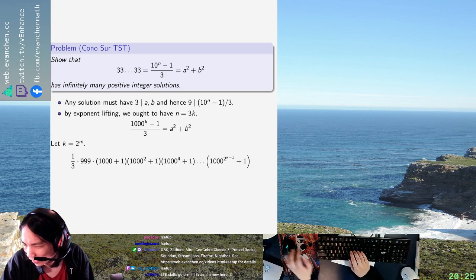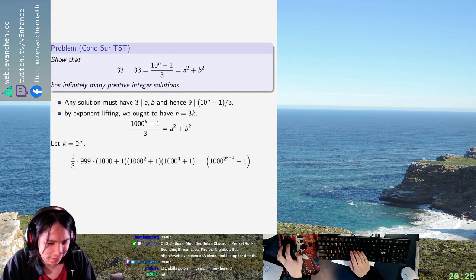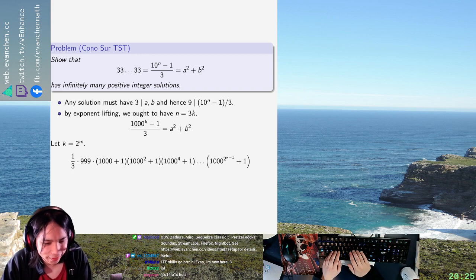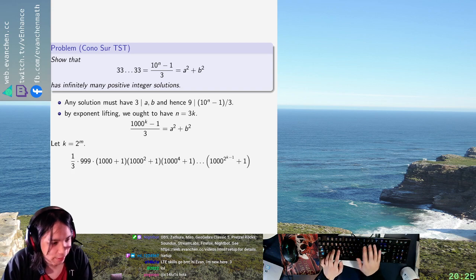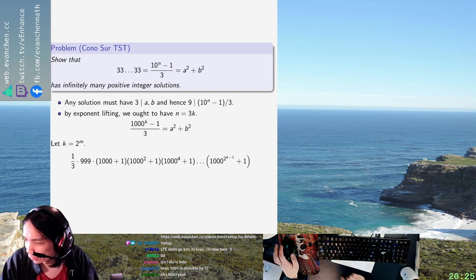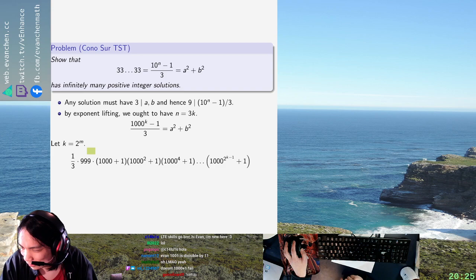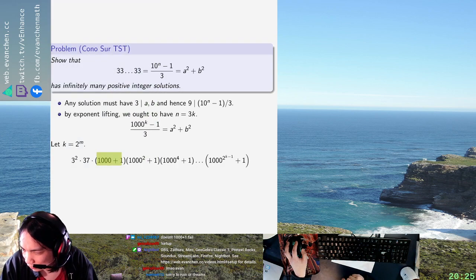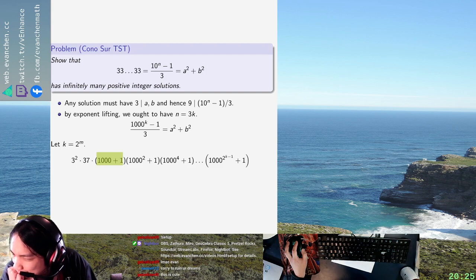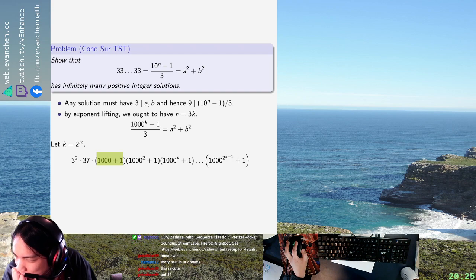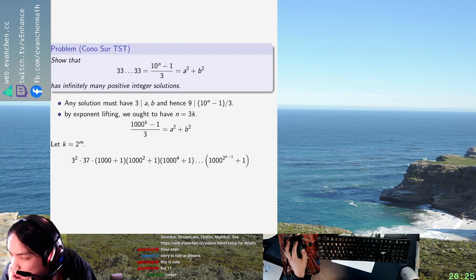So, I think this just works now, because 1/3 times 999 is 333, which is 3 squared times 37, right? So all these numbers are sums of squares. Actually, I guess this one isn't. Shoot. 1001 is... oh no. Oh crap. Oh, that's sad. I thought this was going to work.